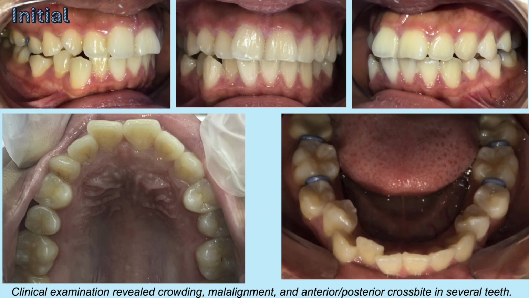Intraoral findings included a Class II molar relationship, moderate crowding, and localized crossbites on teeth 1-5 and 4-5. The mandibular midline was shifted 1.5 mm to the right.